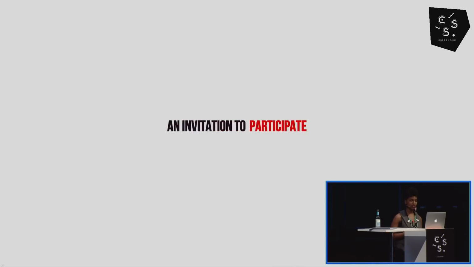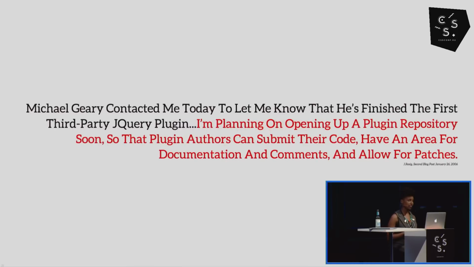And lastly, when jQuery launched, it launched with an invitation for people to participate and to contribute. And by the second day, someone had already released the first plugin. And this was amazing. This was the first time that you could do this. And John's response is to say, you know what? I'm going to make this a really big thing. I'm going to ensure that we have a place for anyone to contribute their code and that it's easy for them to do it, because he realized the value of what was going on.